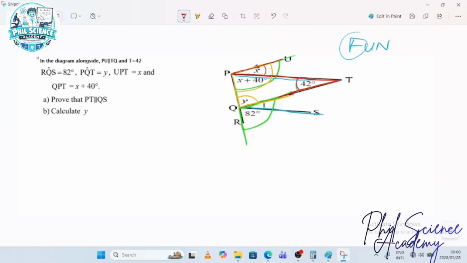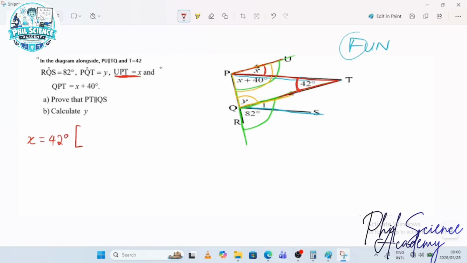So remember, first things first, play around with your diagram and try to find your F.U.N. When you see parallel lines, try to figure out where the F.U.N is. You don't have to stress too much. So now, we can see that this Z here makes X equal to 42, right? So this angle here, which is equal to X, equals 42 degrees.